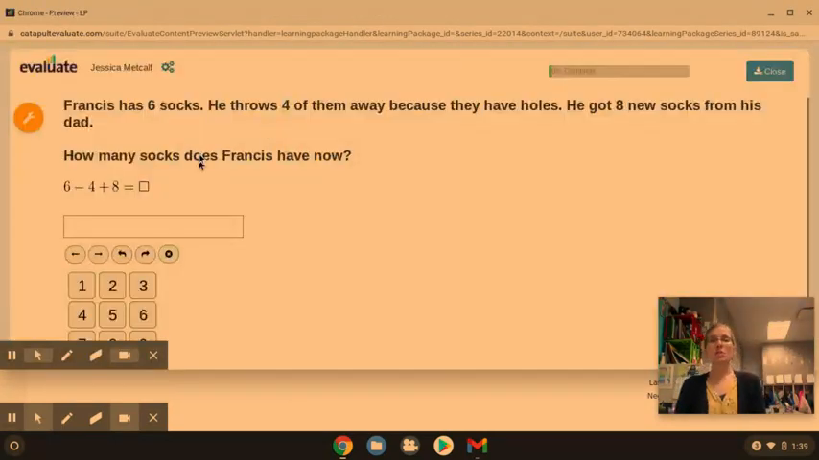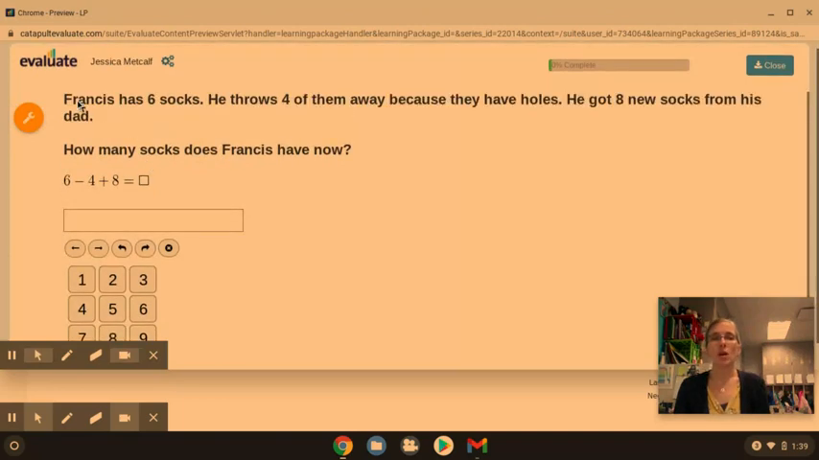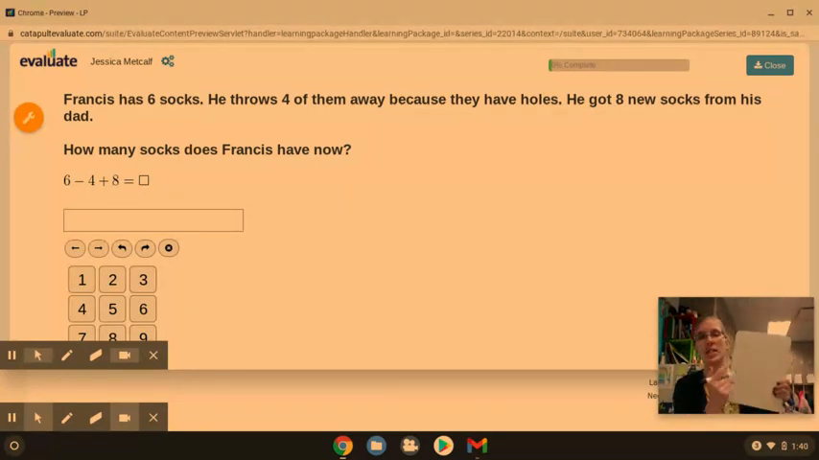Now, this first problem, it gives you a lot of words. It's a word problem. However, it also gives you the number model. It's already done for you. So we really just need to look at that number model. And we're going to go ahead and use our boards for this one. On the board, I'm going to go ahead and just write down this problem that I see right here. I'm going to write 6 minus 4 plus 8.